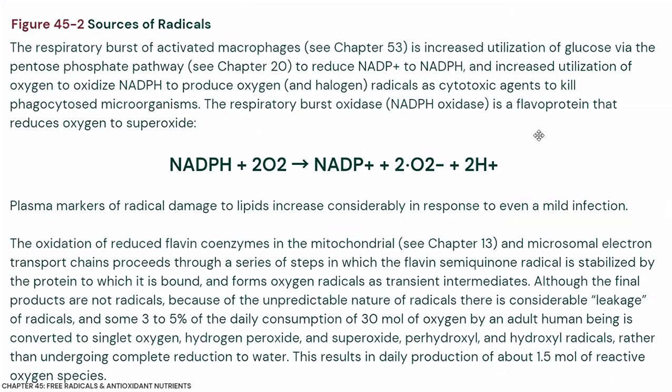Now, what do you mean by respiratory burst of macrophages? So it is a respiratory burst of activated macrophages. See chapter 53. All right. And it has to do with the formation of NADPH. Now this compound, NADPH, is a product of the oxidation of glucose without forming ATP.